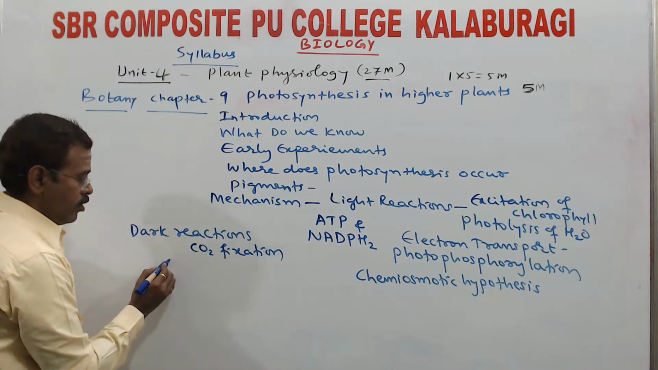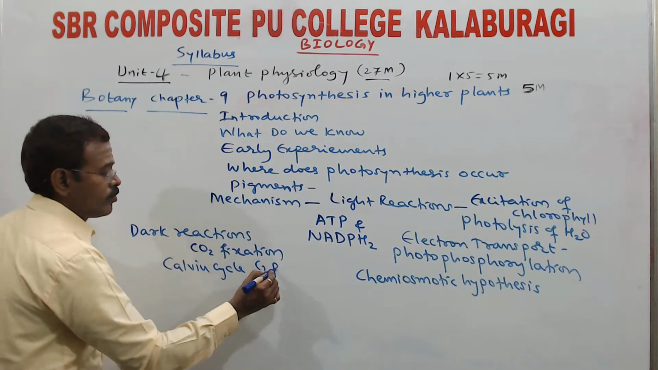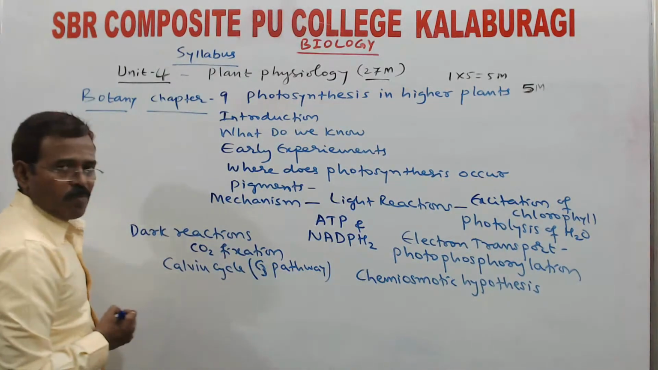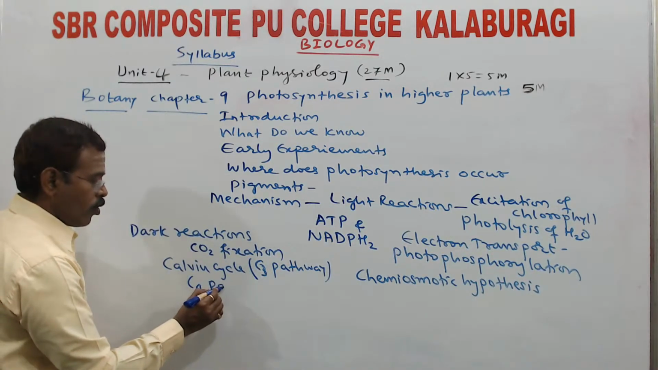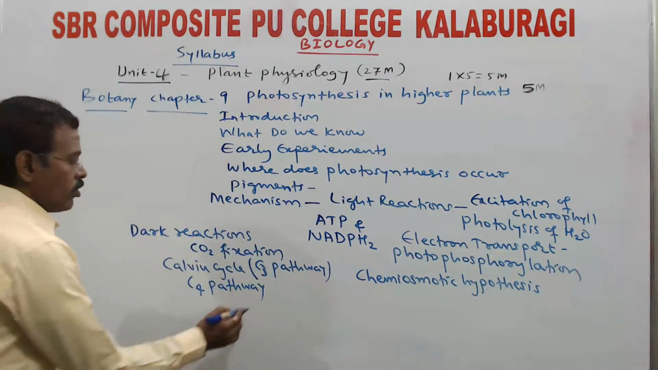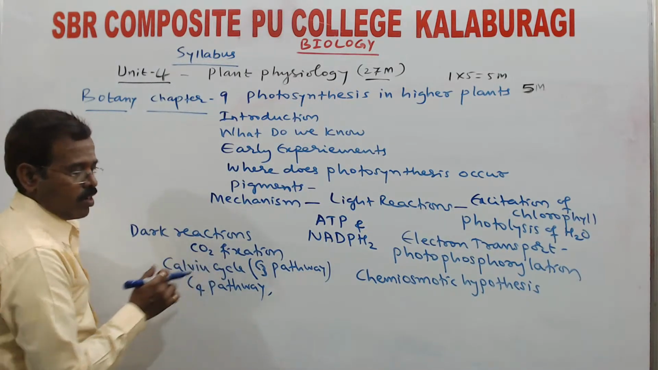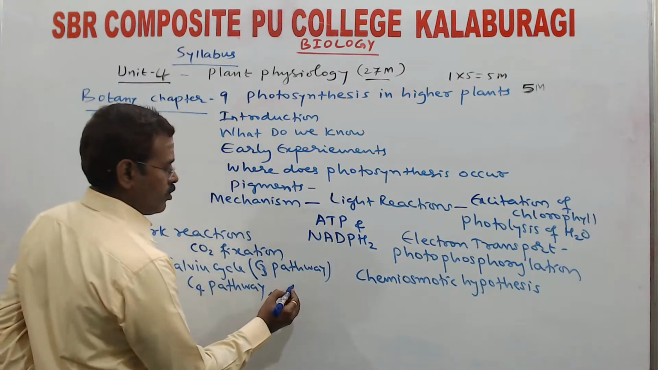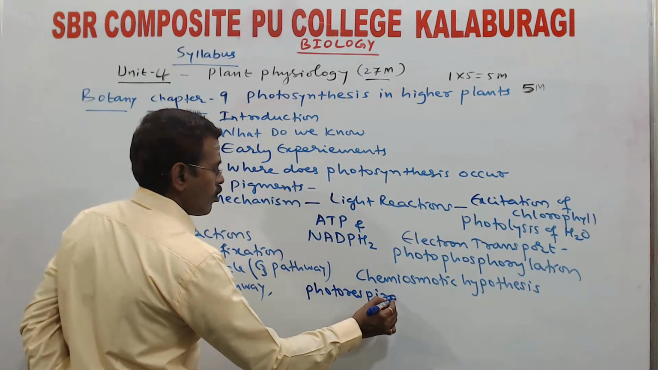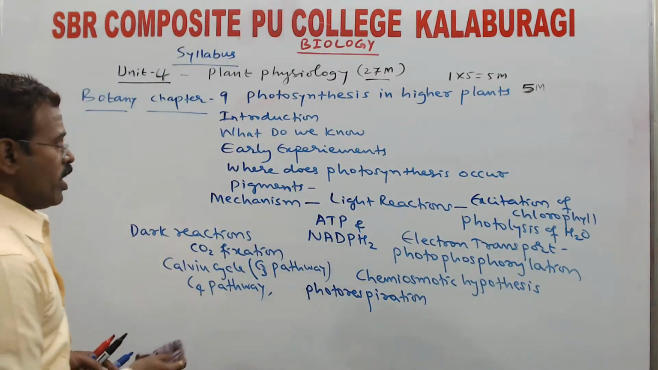So in this we have mainly Calvin cycle, C3 pathway. Then we have C4 pathway, C3 cycle, C4 cycle. Then the next concept which we learn. So this is about dark reaction, carbon dioxide fixation steps. Next concept, photorespiration. The next concept is photorespiration.